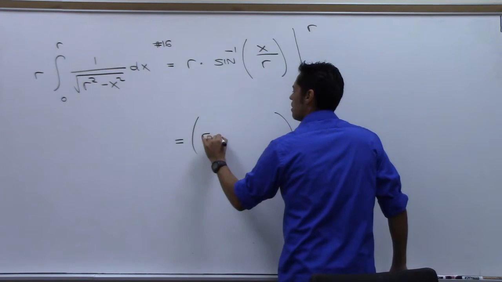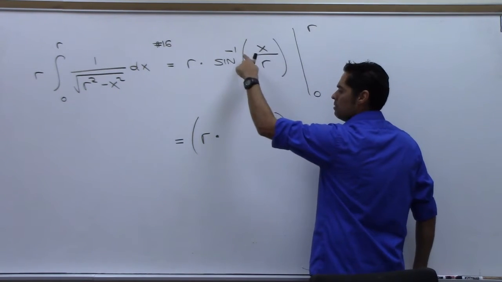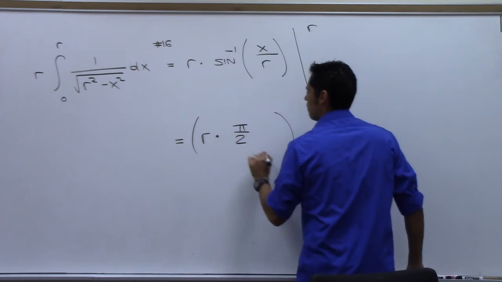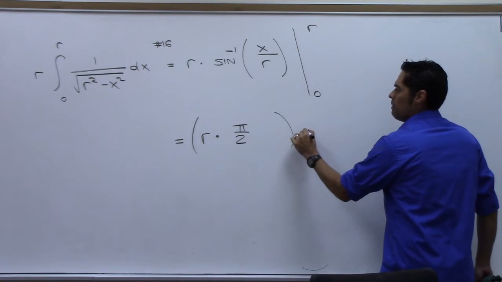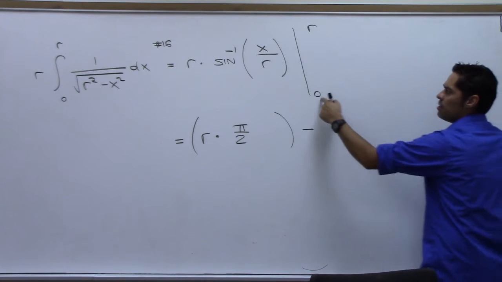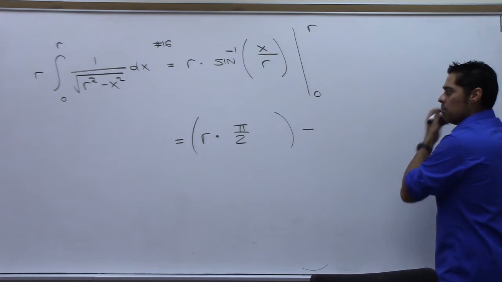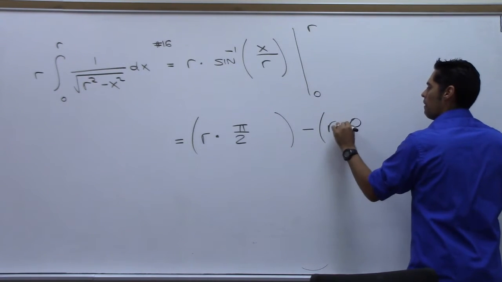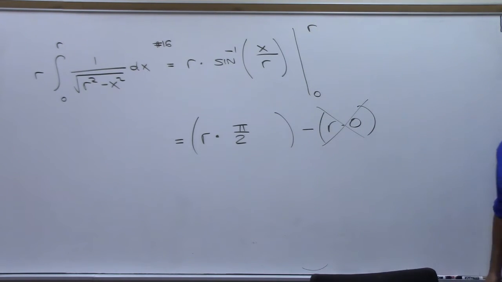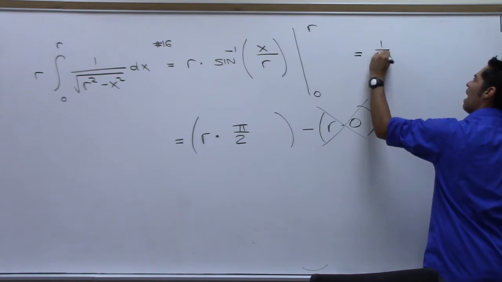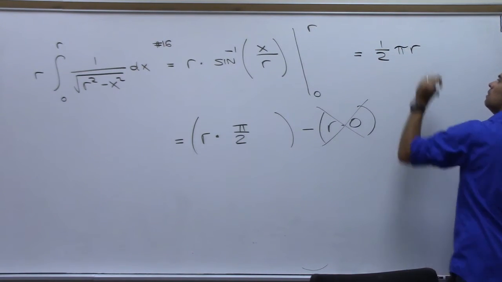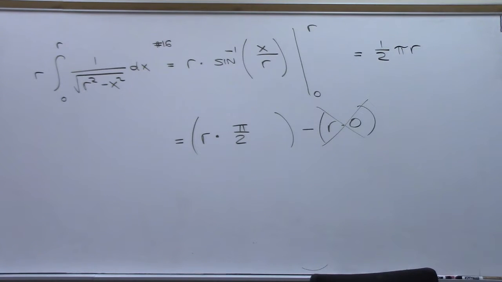So here's what we have. We have r times pi over 2, minus, plug in 0. 0 over r is 0. Arc sine of 0 is 0. So that's just gone, right? So what's our answer? R times pi over 2, so 1/2 pi r. Then multiply that times 4: 2 pi r.